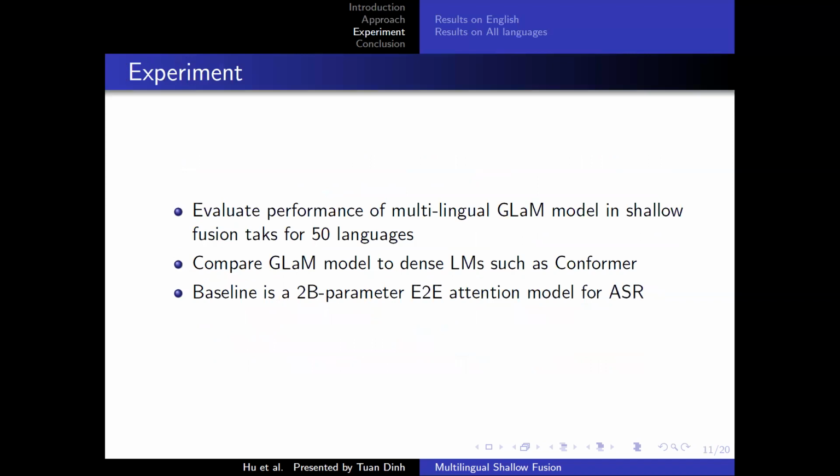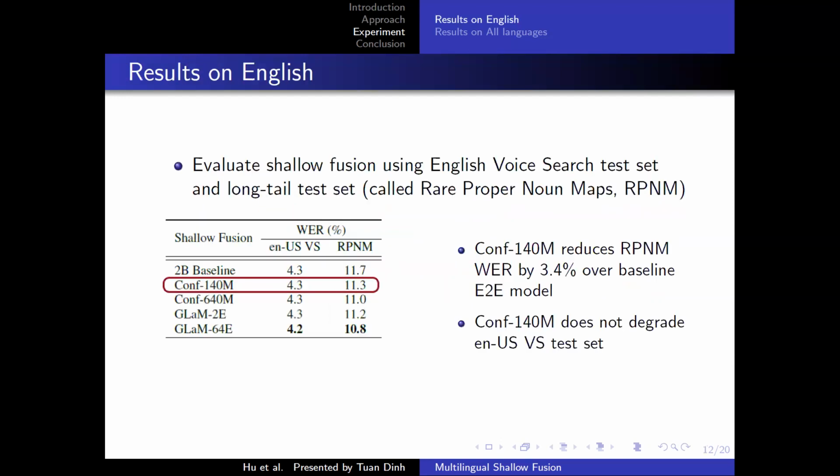In this section, we evaluate the performance of the multilingual GLAM model in shallow fusion tests for 50 languages. Specifically, we compare GLAM to dense language models, such as Conformer. The baseline is a 2 billion parameters end-to-end attention ASR model. First, the authors evaluated shallow fusion using English voice search tests and long tail tests, which are called rare proper nouns maps.